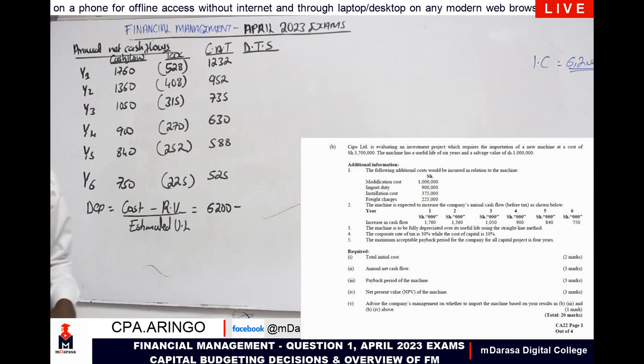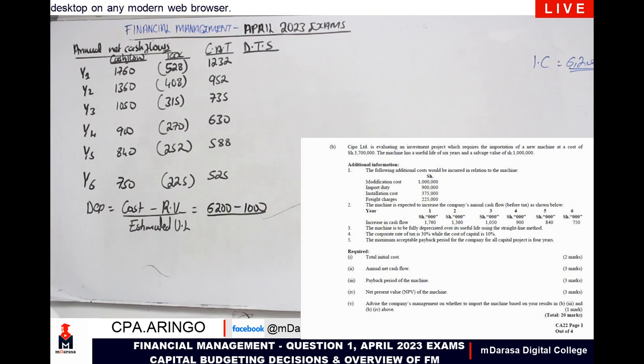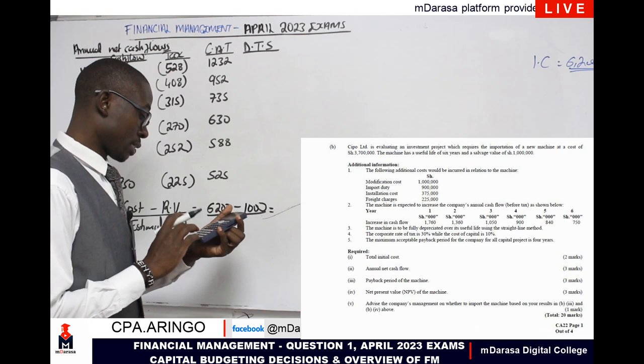What is our residual value? Because remember, we had computed that 6.2. Residual value, we are told that this machine has a residual value of 1 million. So I'm having 1 million. Estimated useful life. What was our estimated useful life in this case? The estimated useful life of this machine, we are told it was estimated to last for how many years? 6 years. So I'll be having 6 years. So therefore, I'm going to have my 6.2 minus 1,000 divided by 6.